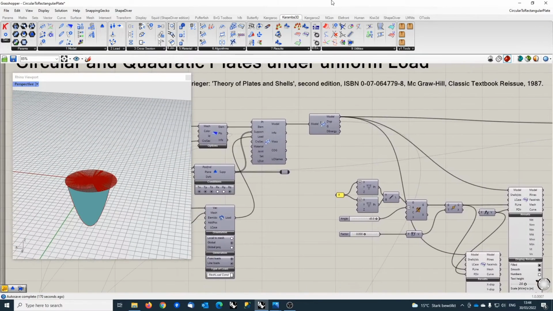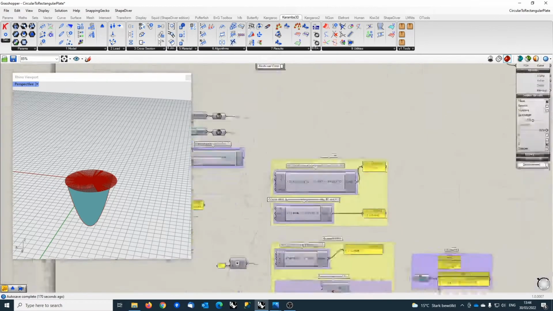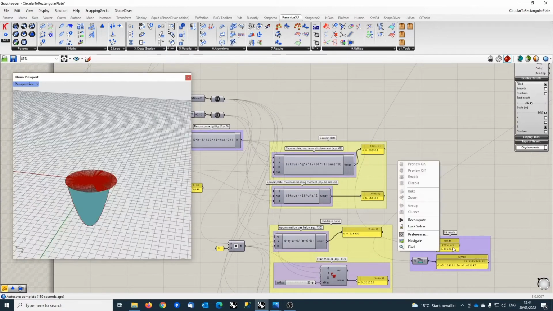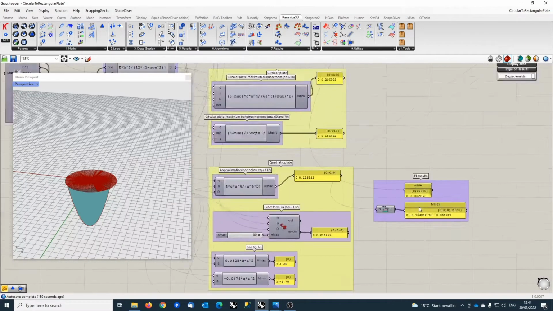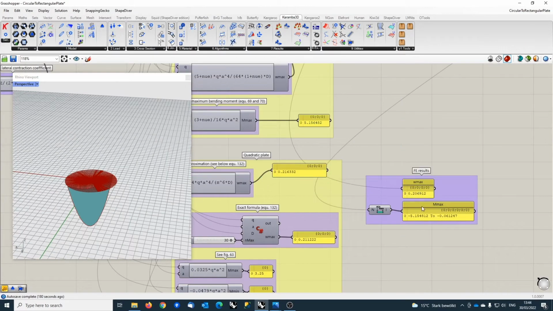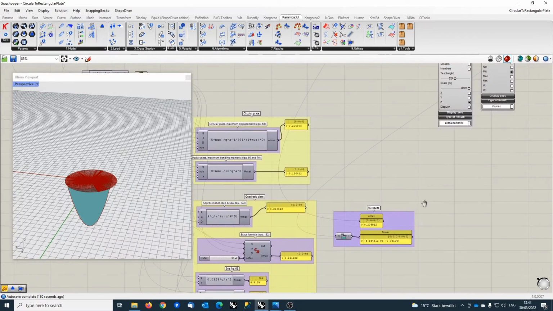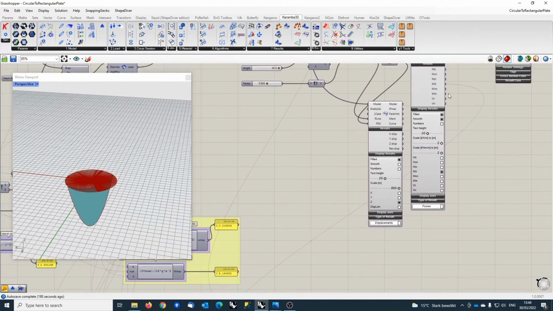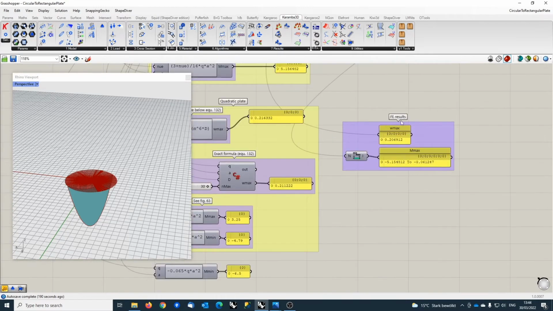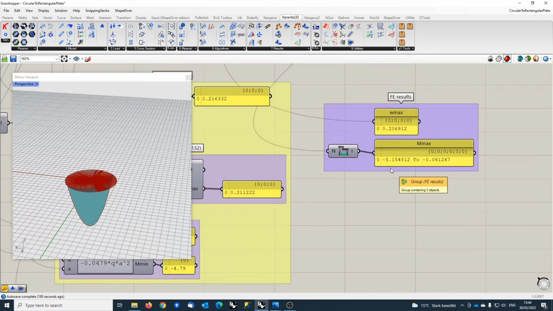Okay, the maximum displacement is, as you can see here, 0.2 centimeters, and the maximum and minimum bending moment is taken here from the section component and amounts to minus 5.15 kilonewton meter per meter to nearly zero. The reason why there is not an exact zero here is because of the discretization with the plate elements.